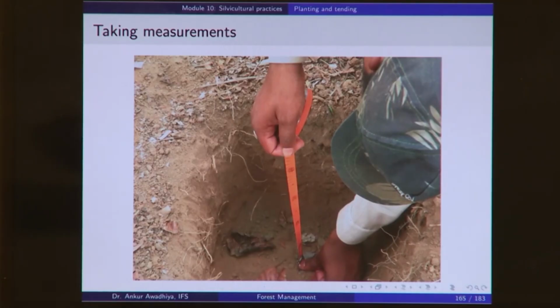Now, typically these pits are dug before the planting season. So, they are dug generally in the months of April, May and probably the first half of June, because this is also the season where a number of laborers are available, because this is not an agricultural season. So, you can provide employment to people during this season. Then these pits are left for a while and then the planting is done.